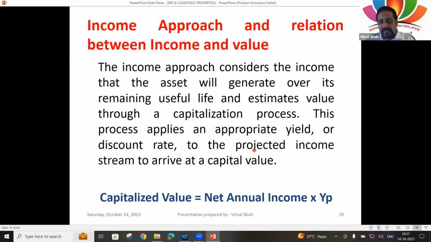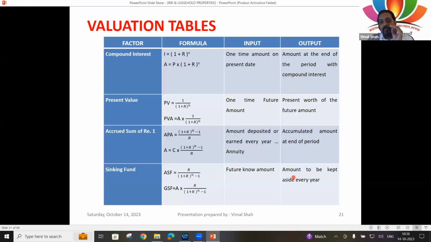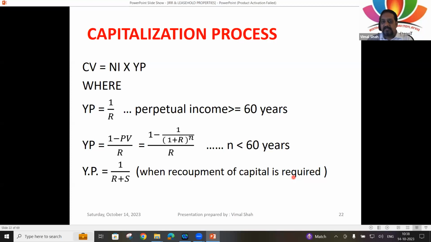In leasehold properties, this comes under the rent capitalization or the yield method. The income approach considers what income the asset will generate over its remaining useful life, and we estimate the value through a capitalization process. For that, we use the formula CV = NI x YP, where YP is the years purchase. As you might have learned in your 50 hours training program, there are 3 different formulas for years purchase.